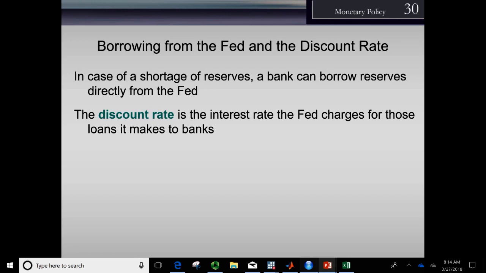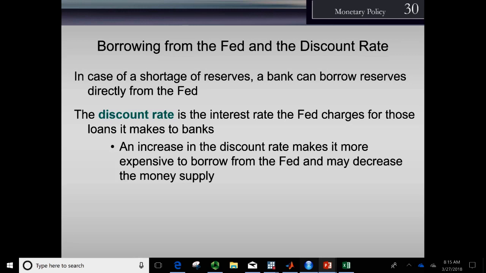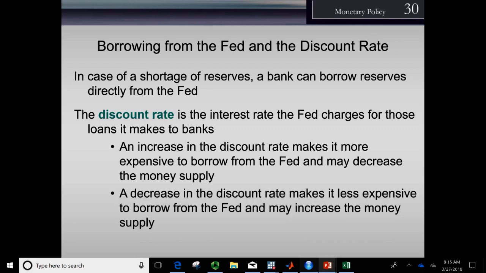And again, I want to be clear that the Fed prefers that banks borrow and lend reserves from each other in another market, and that market is called the Fed funds market. So typically, borrowing at the discount rate from the Fed is something that the Fed does for banks that are in trouble and they're in a situation where other banks are unwilling to make loans to them. So then an increase in the discount rate would make it more expensive to borrow from the Fed and may decrease the money supply, and a decrease in the discount rate would make it less expensive to borrow from the Fed and may increase the money supply. So changes in these discount rates tend to follow the Fed funds rate that the Fed is targeting as their key short-term interest rate.